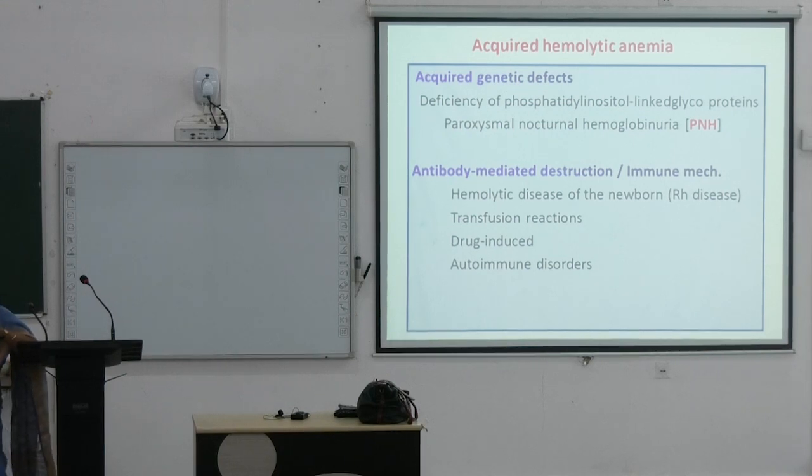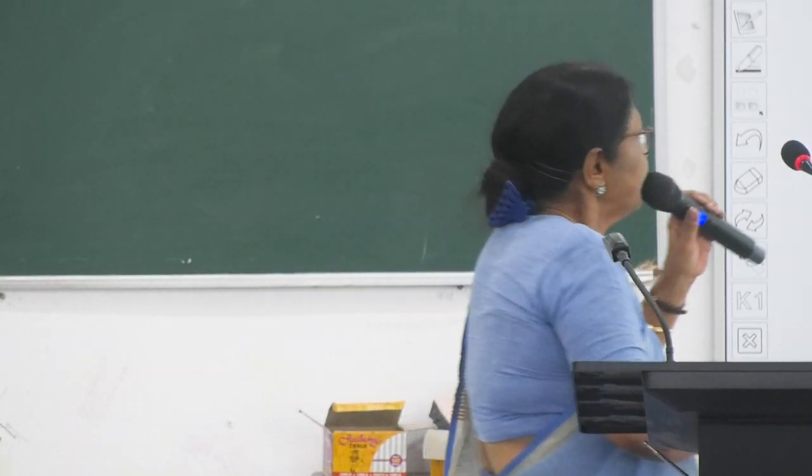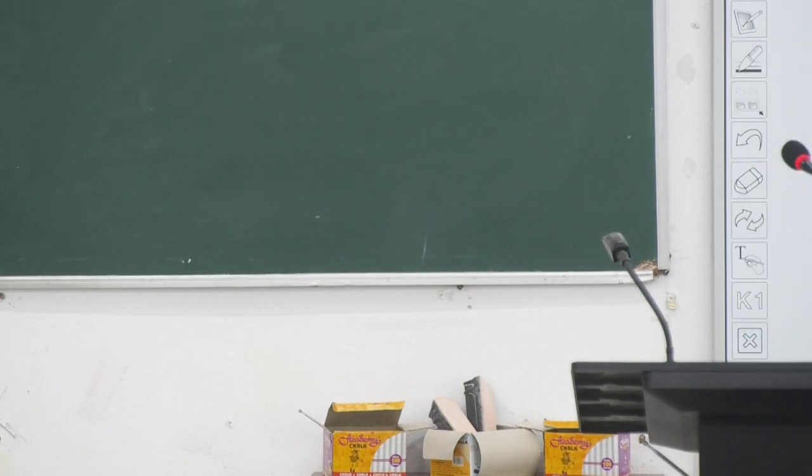অ্যান্টি ডি বা অ্যান্টি RH যে অ্যান্টিবডি গুলো সেটা থ্রু প্লাসেন্টা বেবির শরীরে প্রবেশ করে এবং দে কজ ডিস্ট্রাকশন অফ দ্য RBCs in the fetus. So that is the RH incompatibility. Now next is the transfusion reaction.